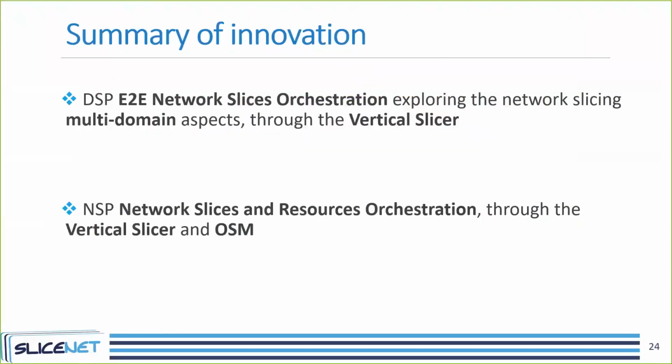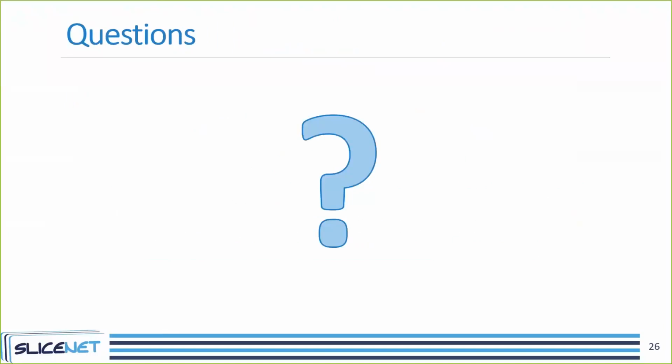So in terms of summary of innovation, we have DSP end-to-end network slices orchestration, network slicing multi-domain aspects through the vertical slicer, and the NSP network slices and resources orchestration through the vertical slicer and the OSM. So this is the presentation that I have prepared for you about the orchestration plane. Any questions?